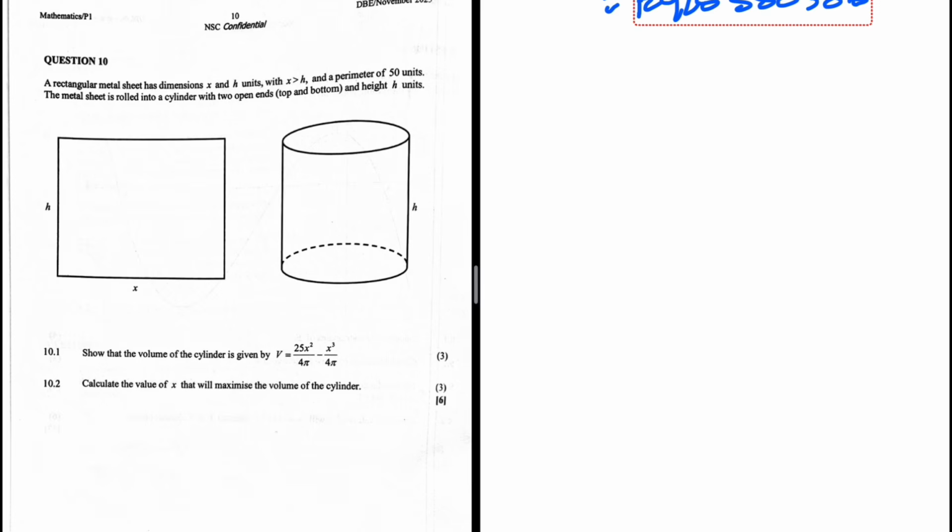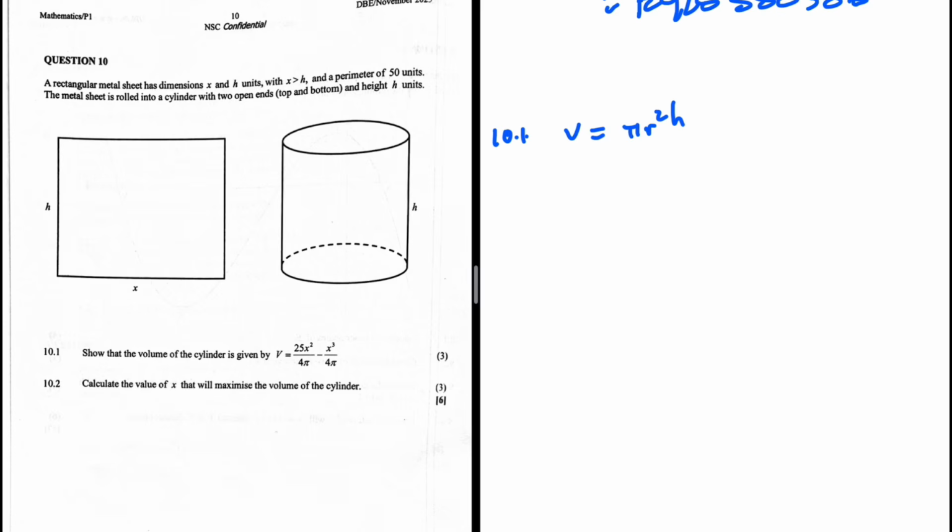Okay, so let's take a look. A rectangular metal sheet has dimensions x and h units, with x greater than h and a perimeter of 50 units. The metal sheet is rolled into a cylinder with two open ends, top and bottom, and height h units. Okay, so the volume, sticking to the basics, is pi r squared h, right?